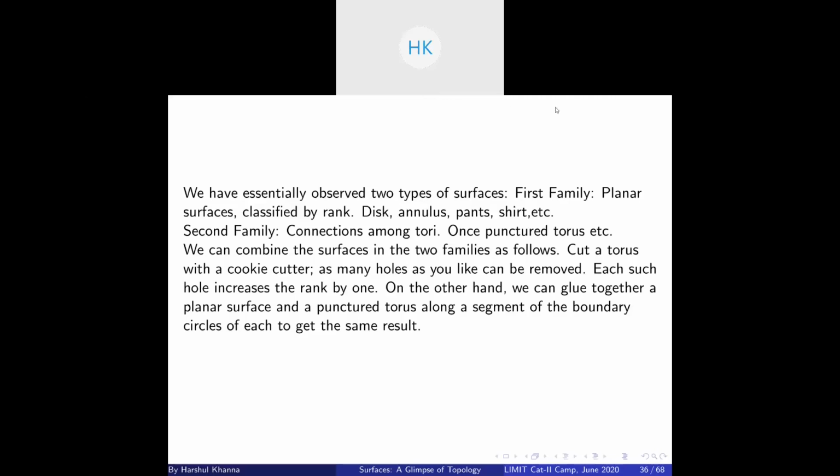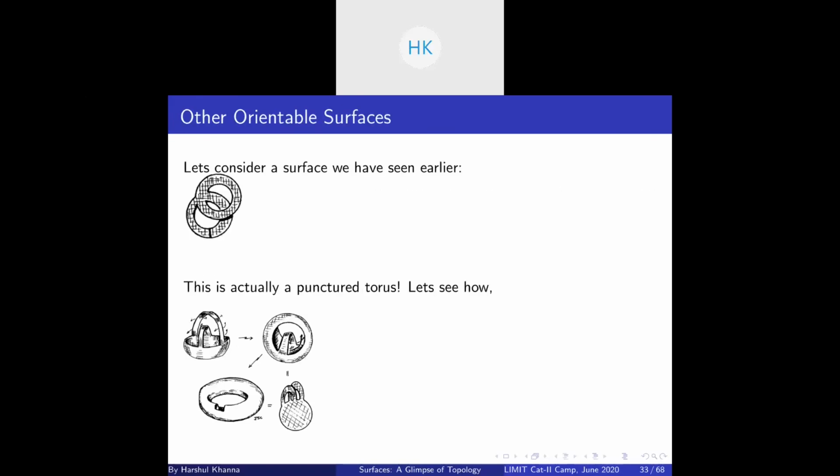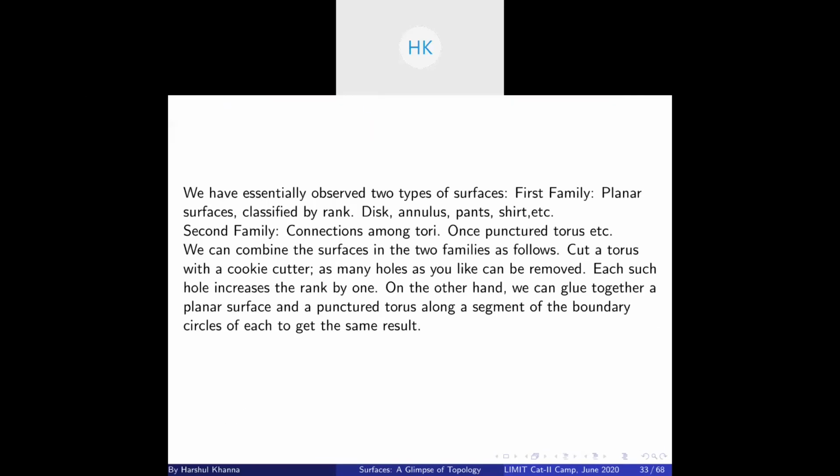So suppose you have this first surface. What you can do is attach a disk to it, or attach an annulus to it along this boundary. So we can combine these two surfaces by just joining them along the segments of the boundary. We will later on prove that these are the only types of orientable surfaces possible which have boundary. Orientable surfaces with boundary.